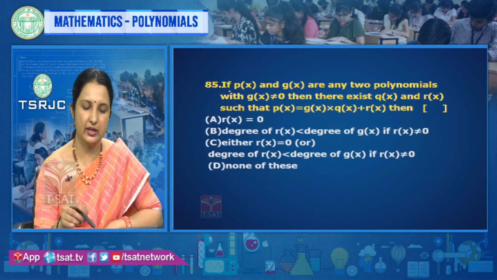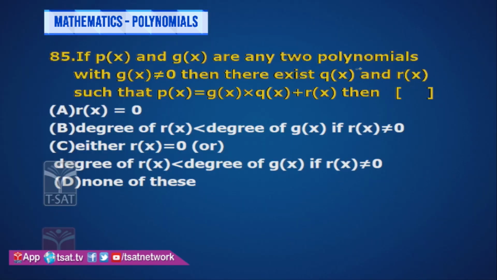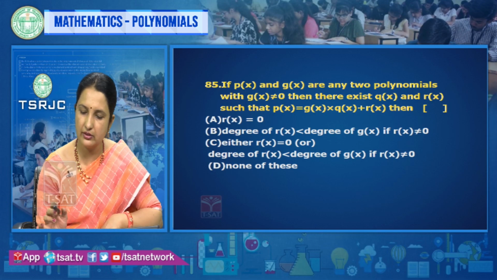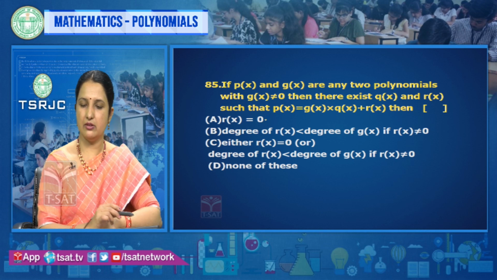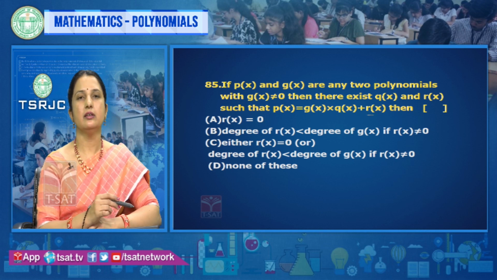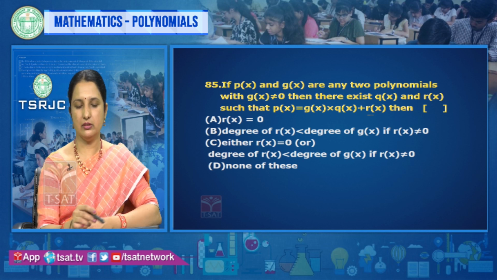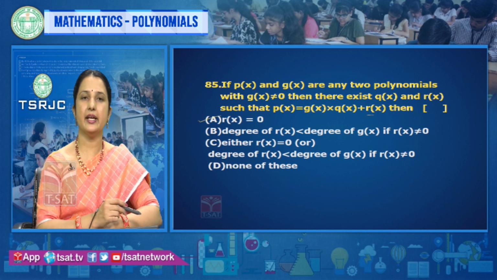Question number 85. If p of x and g of x are any two polynomials with g of x not equal to 0, then there exist q of x and r of x such that p of x equals g of x into q of x plus r of x. That means this is the division algorithm, and we have to observe the conditions given for that. Then r of x equals 0. See, in division we sometimes get remainder 0, no? So r of x equals 0 is a correct option.